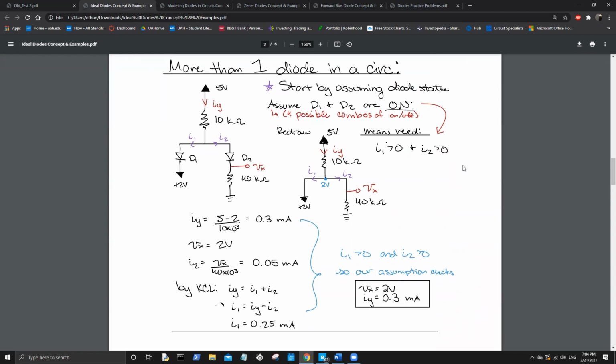So we have 5 volts coming in, 2 volts coming out of D1, 40 kilo ohms on the output of D2, and we need to find Vx. Is that what it wants? Yes, and we need to find the current flowing into the system. So there are 4 combinations of on and off. You assume D1 is on and D2 is on for this portion, but you could also assume D1 off and D2 on, D2 off and D1 on, and both off and both on. Those are your 4 possible combinations for this. So this is powers of 2, my favorite, because it's still binary.